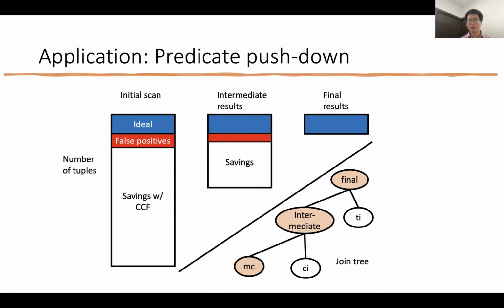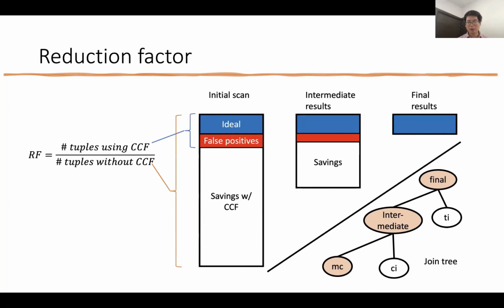You don't need to, again, use any sort of filter to get this savings. And finally, you get a final result set, which you're guaranteed is correct because the filters never returned any false negatives. So we can measure the performance of the benefit of the conditional cuckoo filter by just looking at this first initial scan. And we define a quantity we call the reduction factor to be the number of tuples that you return in the intermediate results when you use a conditional cuckoo filter divided by the number of tuples you would get if you didn't apply any filter.